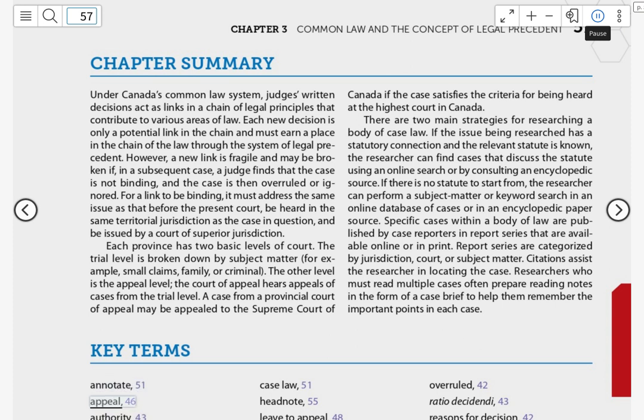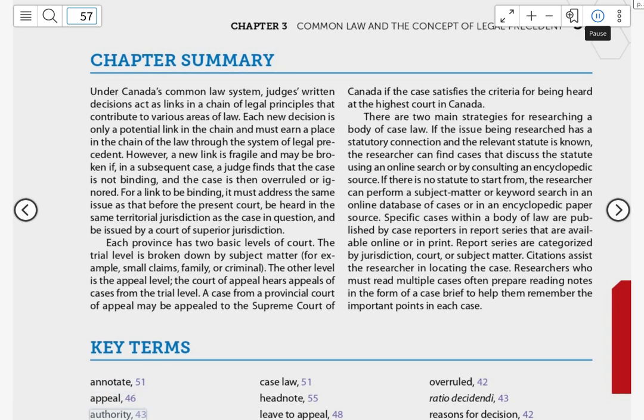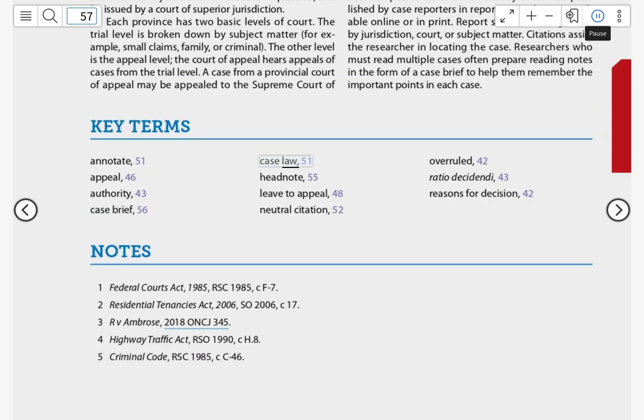Key terms: annotate, 51; appeal, 46; authority, 43; case brief, 56; case law, 51; headnote, 55; leave to appeal, 48; neutral citation, 52; overruled, 42; ratio decidendi, 43; reasons for decision, 42.